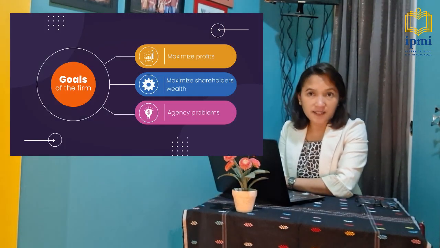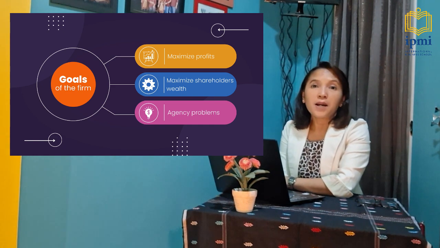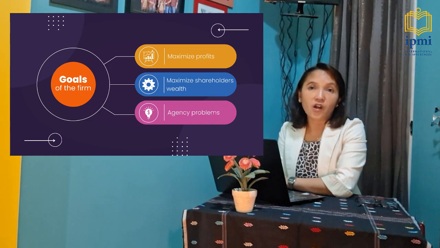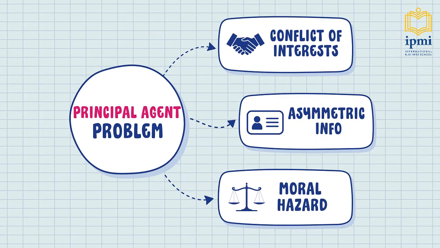So, what are the goals of a firm? They typically revolve around 1. Maximize profits. 2. Maximize shareholders' wealth. 3. Agency problems. Now, let's discuss the principal-agent problem. This involves conflict of interest, asymmetric information, and moral hazard.